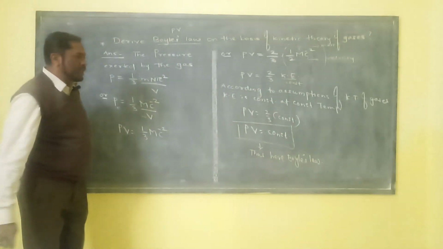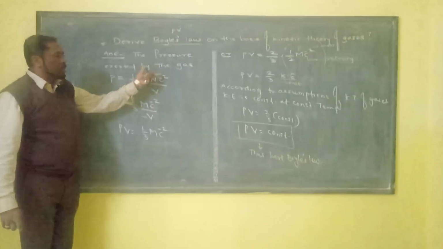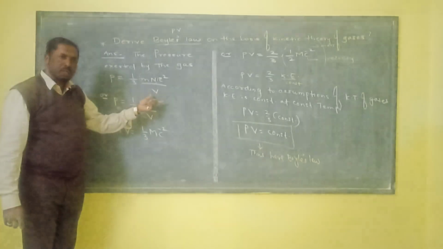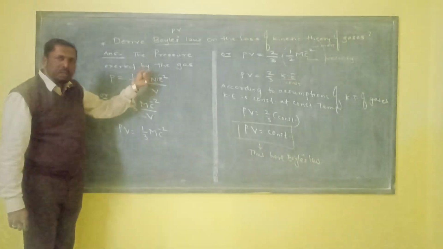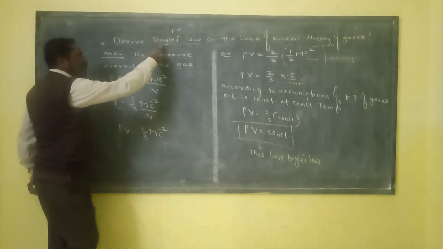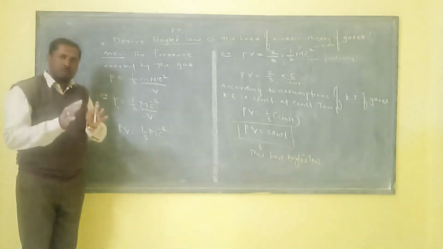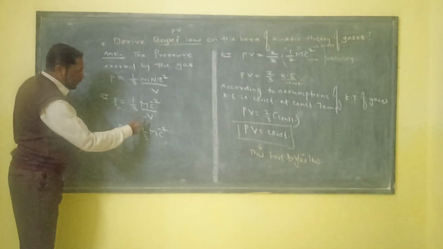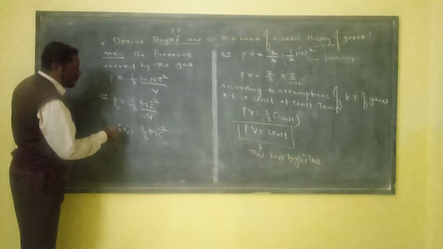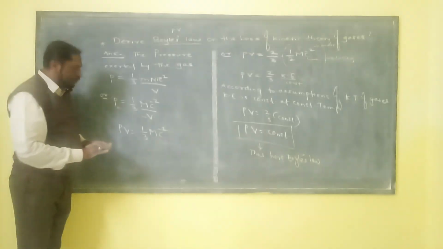How is it obeyed here? We know the pressure exerted by the gas, P is equal to 1 upon 3 m n bar C square by V. This small m into n is written as capital M, so P is equal to 1 upon 3 M bar C square by V. What is the question? Boyle's law. Boyle's law is in the form of PV. So multiply this P and V. It becomes PV is equal to 1 upon 3 M bar C square.